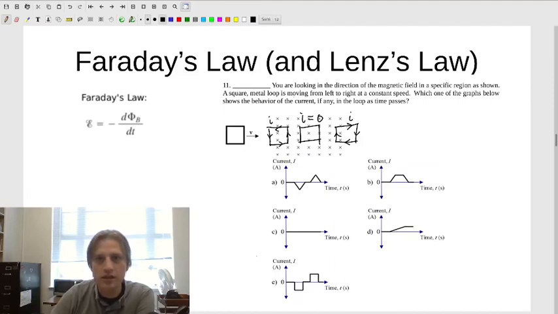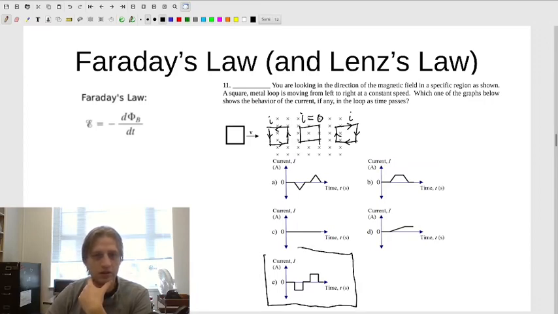Okay, so it says you're looking at the direction of the magnetic field in a specific region as shown. A square loop is moving from the left to the right at a constant speed. Which one of these graphs below shows the behavior of the current, if any, as time passes? Well, your magnetic flux is steadily increasing and then is not changing at all once it's inside of that. So that would accord to this, and then your current would go in a different direction as it's leaving, where the magnetic flux through the center is changing in a steady way. And so this would be our best option.